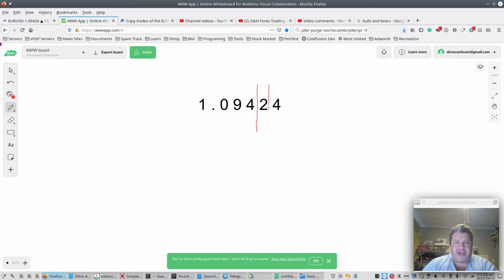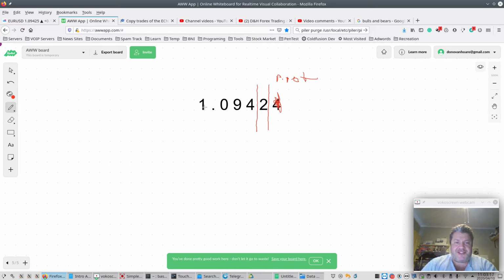This is 1 pip. You get 2 different types of brokers: 2 and 4 digit brokers, and 3 and 5 digit brokers. FX.com is a 5-digit broker, so it'll show you 5 decimal places. This last number here is called a pipette. We ignore this one. I've never used it in my life, so this is a pip.